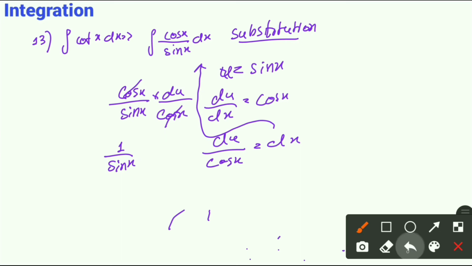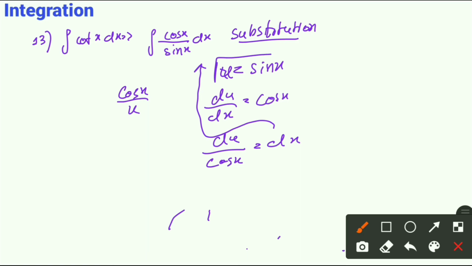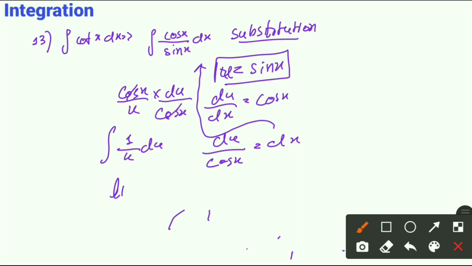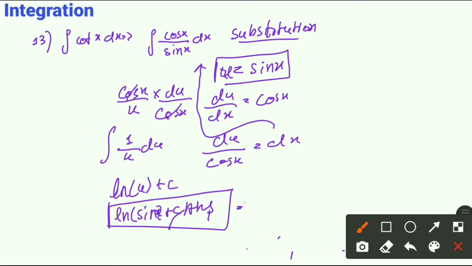It would be 1 upon u, since I've made the substitution u is equal to sin x. Cancel cos x, and doing the integral, I get ln u plus c, and u is equal to sin x, so ln sin x plus c is the answer. Okay, and this is the integral of cot x.